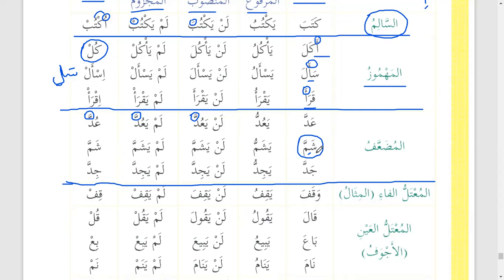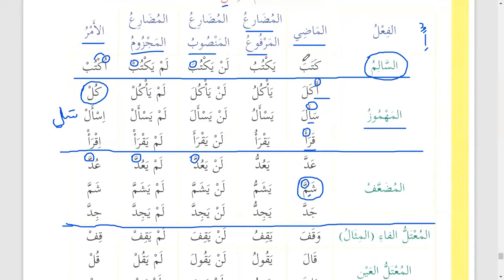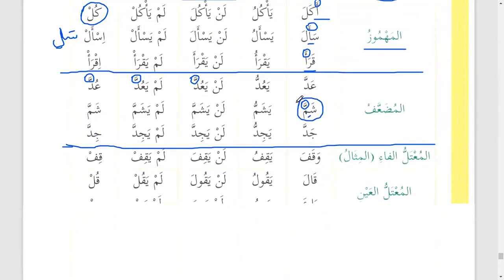It cannot be shammi or shammu. The past tense doesn't have dhamma or kasra in the end. It always has fatha in the end. Please remember that. As you can see here, kataba always fatha, akala fatha, sala, qara'a, adda, shamma, and jadda. So it is mabni al-fath. What do we call it? Yes, mabni al-fath. Fa'il madi mabni al-fath.